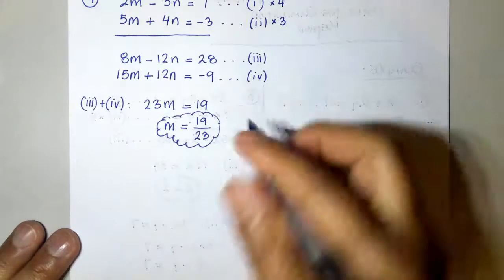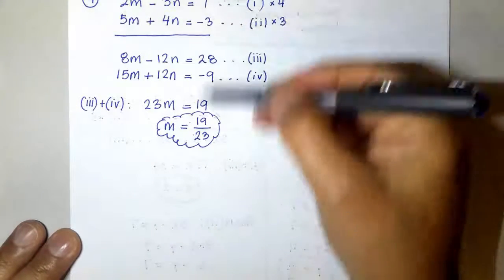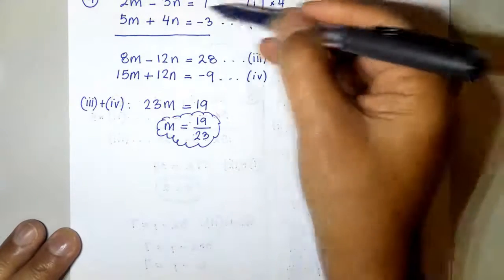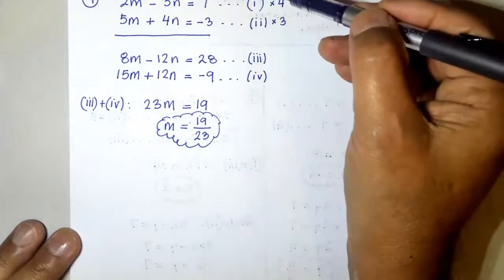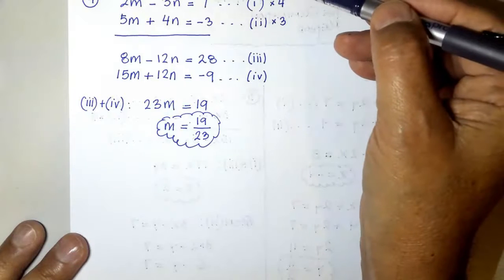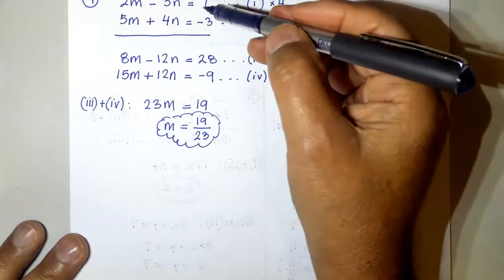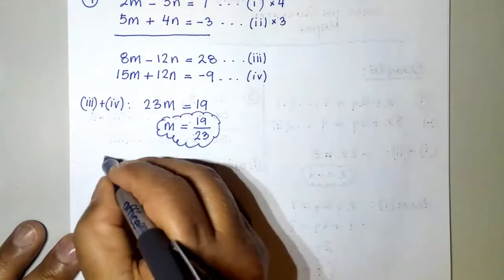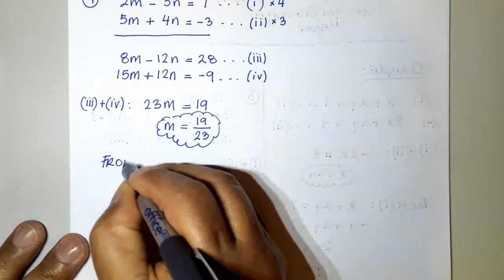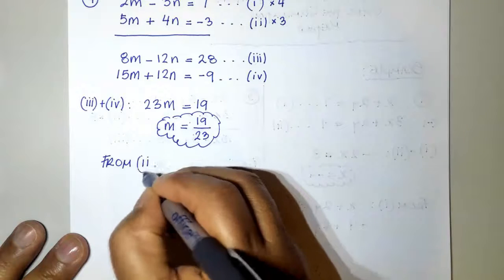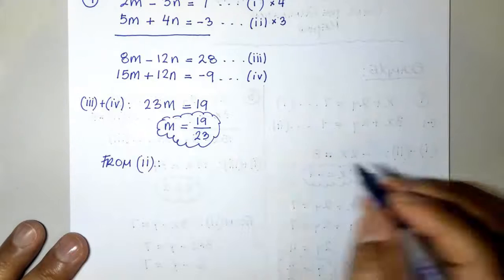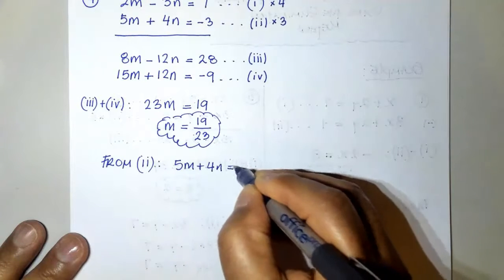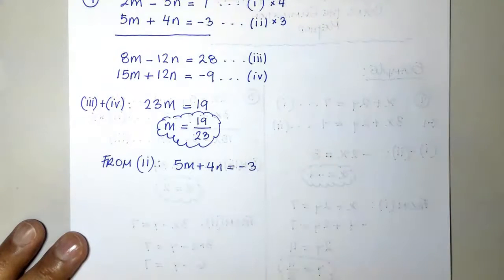And then we're going to substitute this m into any of these 1, 2, 3, 4 equations. Normally we pick the top one because they have a lower coefficient. So I'm going to pick, let's say, the second one from here. So I'm going to say from 2, we have 5m plus 4n equal negative 3.